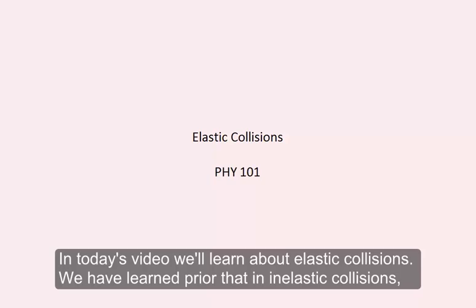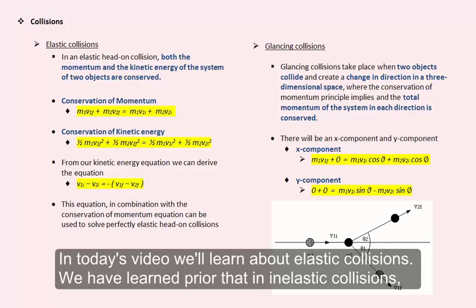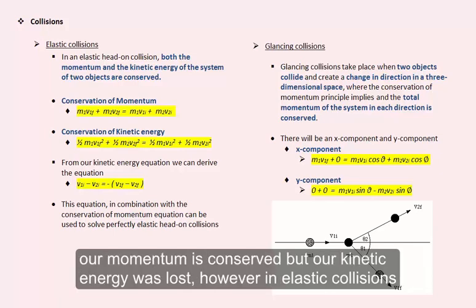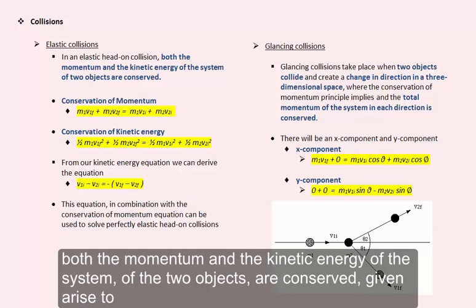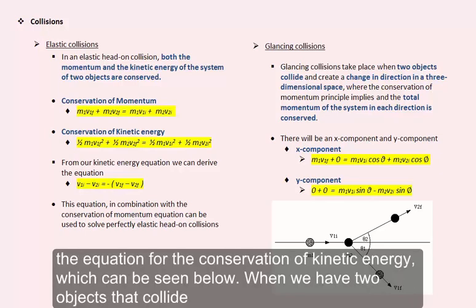In today's video, we'll learn about elastic collisions. We have learned prior that in inelastic collisions, our momentum is conserved but our kinetic energy was lost. However, in elastic collisions, both the momentum and the kinetic energy of the system of the two objects are conserved, giving rise to the equation for the conservation of kinetic energy, which can be seen below.